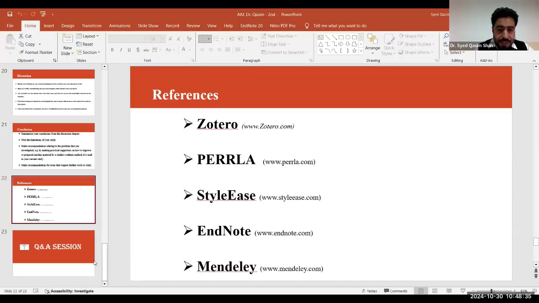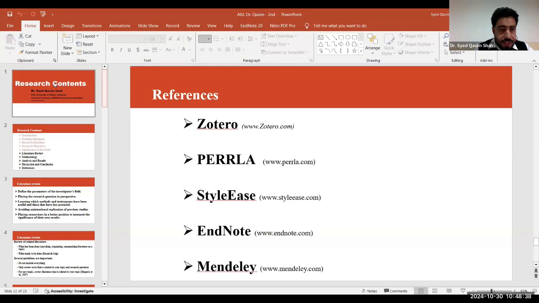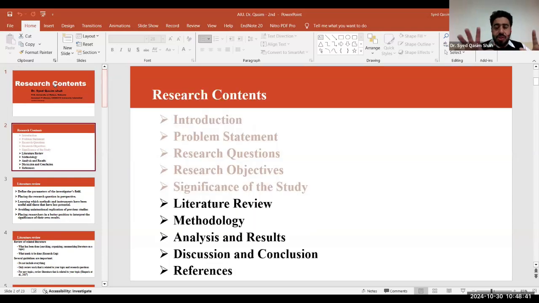Concluding all these things, since we are running out of time, this is all about research contents. Everything has a certain importance, but for my final comments: there should be connectivity among all the elements, starting from introduction to references. They must be connected, seeming like one unit, one research question, one problem, one topic. That is why these contents are interrelated and have their certain importance.